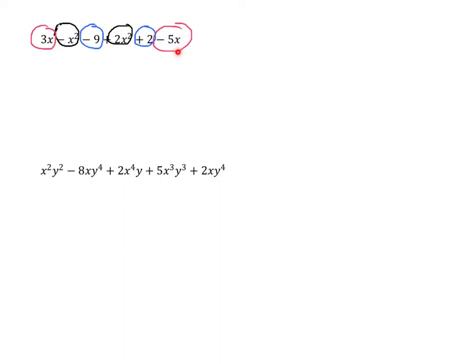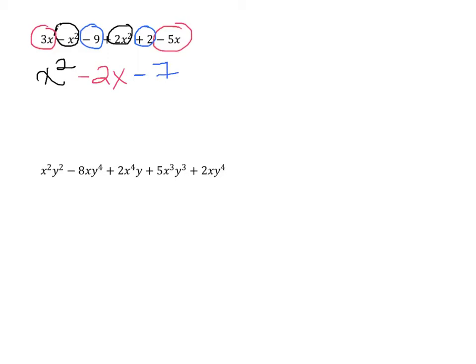You always order this by the highest degree, meaning that the exponent of 2 is the highest degree, so the x squareds will go first. So we've got negative x squared plus 2x squared, and that gives us positive x squared. Then we've got 3x minus 5x, so that becomes minus 2x. And then finally, we have minus 9 plus 2, that becomes minus 7.